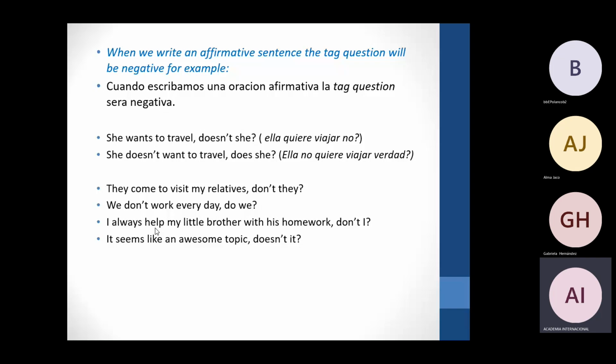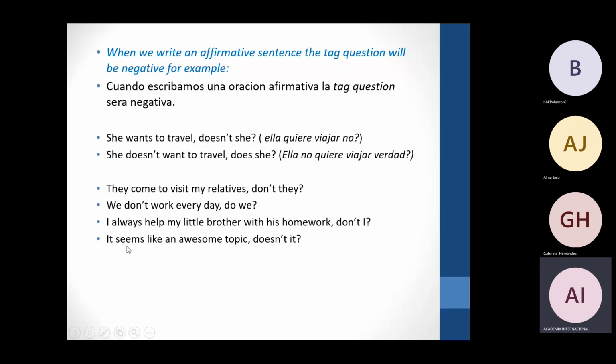Entonces, en ese tipo de oraciones así que se hace. Que es como que algo que la otra persona lo sabe. En este caso, la otra persona lo sabe, pero nada más quiero confirmarlo. I always help my little brother with his homework, don't I? Siempre ayudo a mi hermano con su tarea, ¿no? Entonces, así. Y aquí, como toda esta es afirmativa, al final nada más va negativa. Y como dice Gabriela, aquí, don't I, es porque al inicio estoy utilizando el pronombre I.